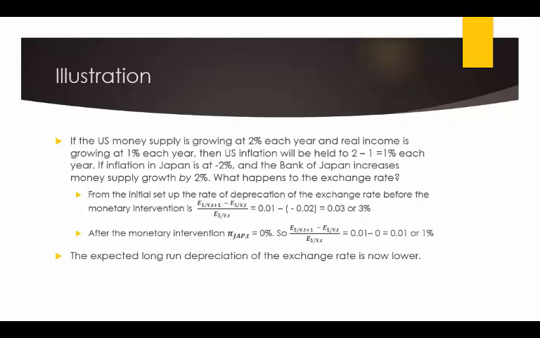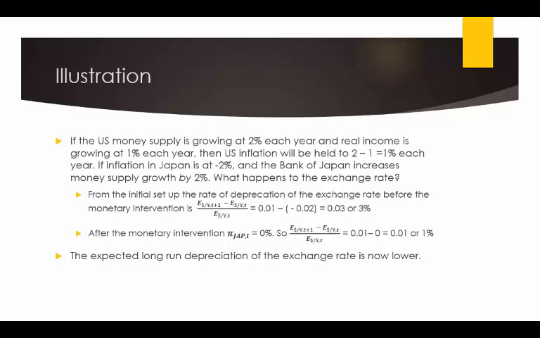Let us illustrate this. Suppose that US money supply is growing at 2% each year, and real incomes in the US are growing at 1%. Suppose also that inflation in Japan is at negative 2%, that is, they're experiencing deflation of 2%. If the Bank of Japan increases their money supply growth rate by 2%, what will happen to the exchange rate?